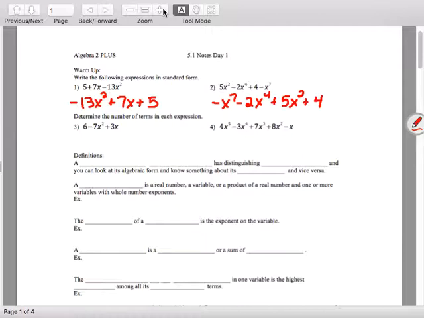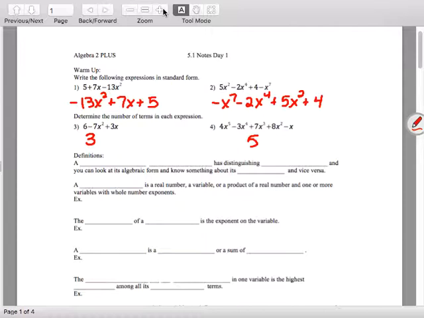All right, number 3, I don't ask you to put it in standard form, but I just ask you how many terms are there in number 3? And what do I mean by terms? Exponents? No, terms are not exponents. Is it 3? It's 3, because terms are separated by addition or subtraction. So 6 is a term, negative 7x squared is a term, and 3x is a term. So now let's look at number 4. How many terms are there?